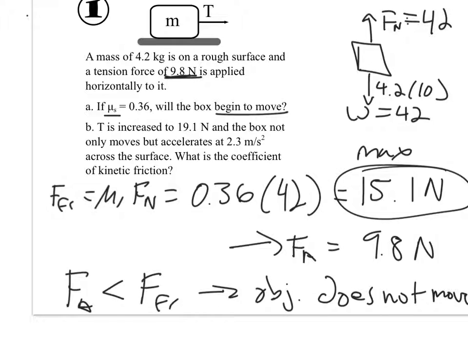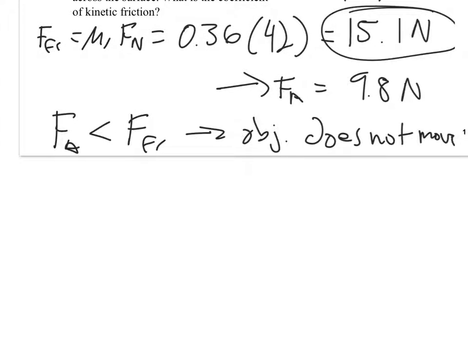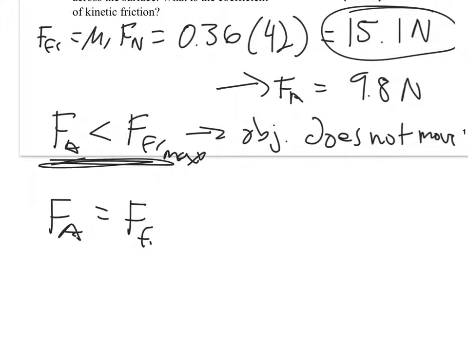The problem then is if a question asks, what is that force of friction? As long as the applied force, or the force I'm trying to move my object with, is less than the maximum force of friction, I should clarify that that's the max, as long as it's less than the max, then my force that's being applied, however much I'm pushing or pulling with, is equal to the force of static friction. Those forces are going to be equal.